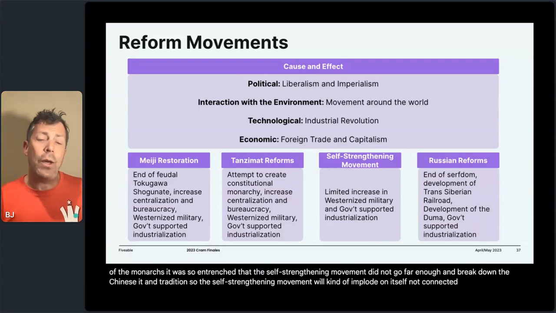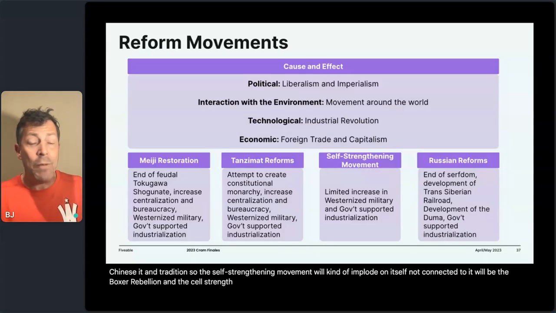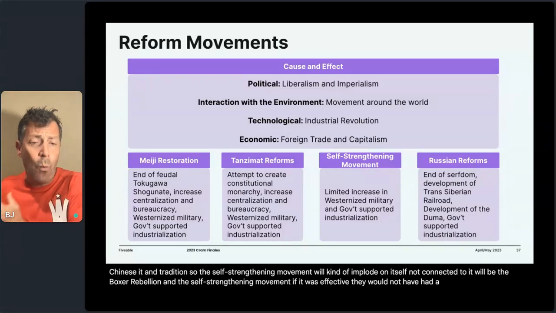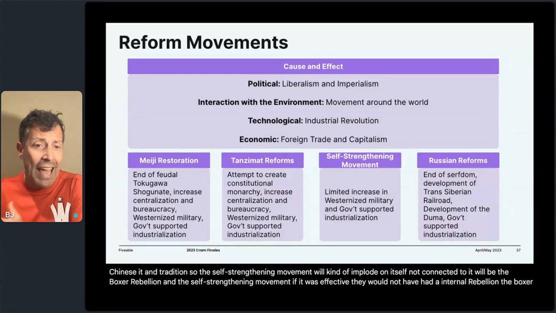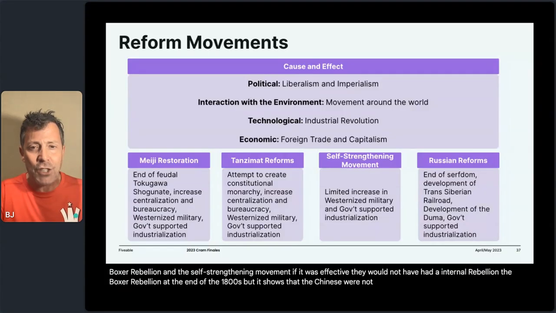Not connected to it will be the Boxer Rebellion. And the self-strengthening movement, if it was effective, they would not have had an internal rebellion, the Boxer Rebellion, at the end of the 1800s. But it shows that the Chinese were not successful in reforming themselves.